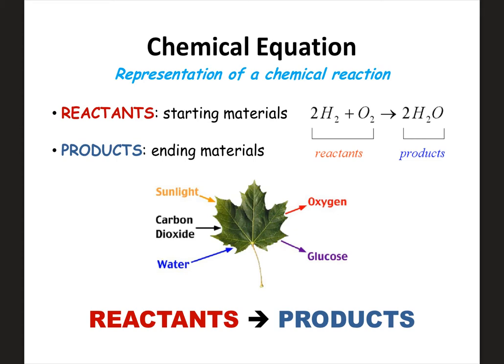So this example here of photosynthesis is really good because it clearly shows you here on the left side the reactants, the water, the carbon dioxide, and the sunlight all going in. And then you can see the products, the glucose and the oxygen that form. So this is a good representation of a chemical reaction.